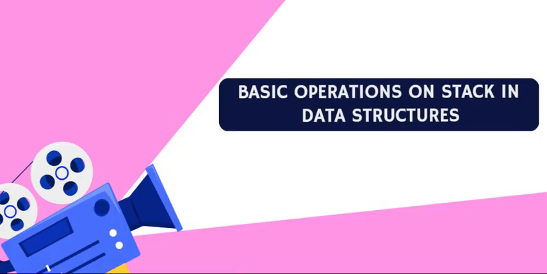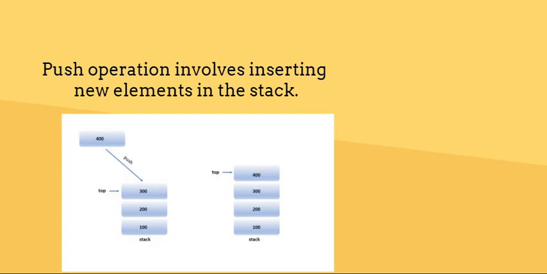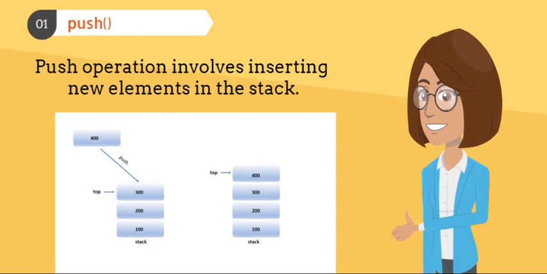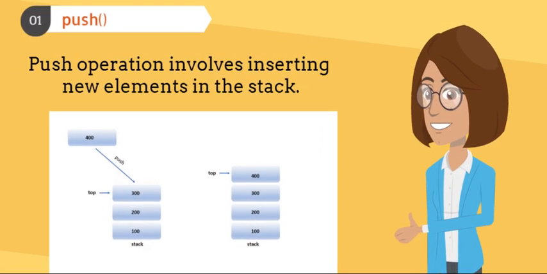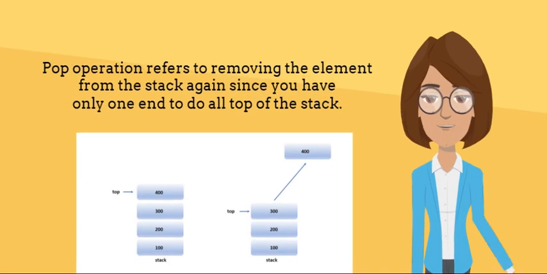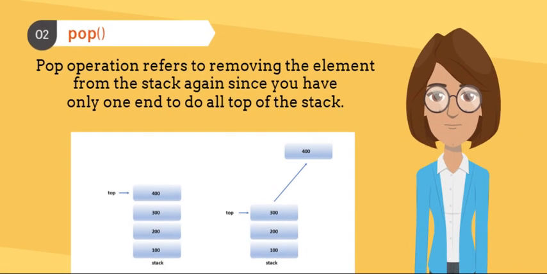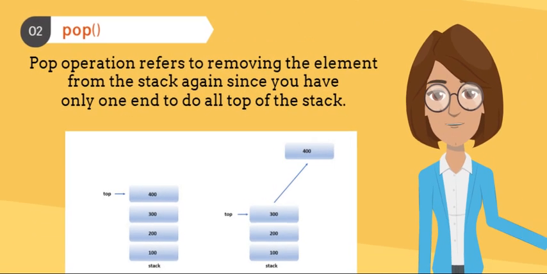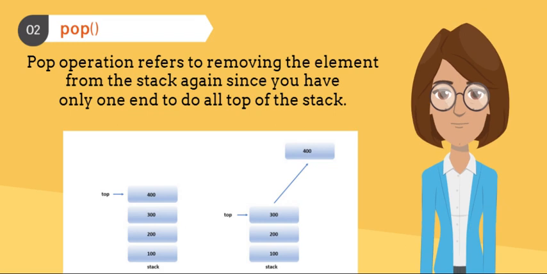Ma'am, what are the basic operations of stack in data structure? First we have the push operation. Push operation involves inserting new elements in the stack. Second operation is pop. Pop operation refers to removing an element from the stack, again from the top, since you have only one end.